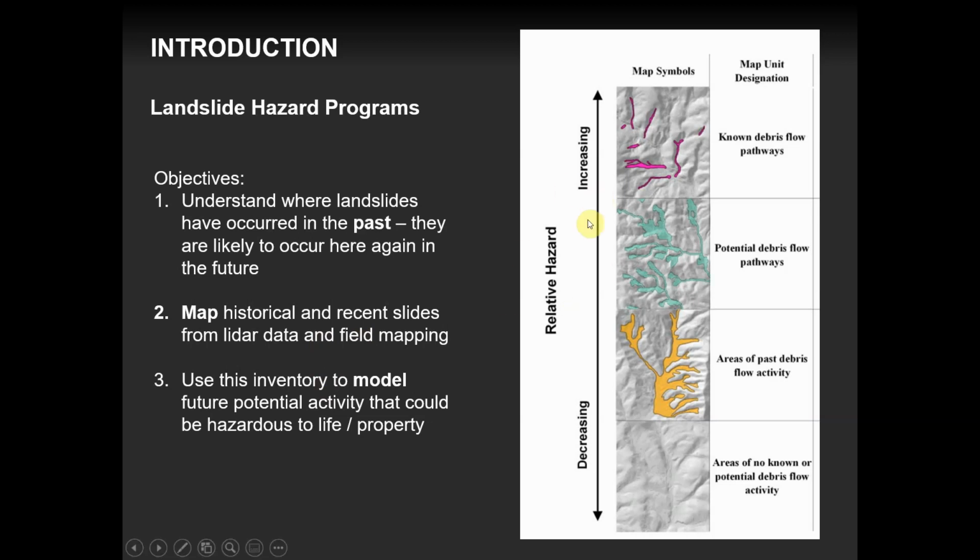So the legend on the right here gives a relative hazard from increasing to decreasing, and this goes from areas where we know that debris flows have occurred in the past to areas where we have that potential. We've modeled that if a rainfall event triggers a mass wasting event, you may have debris flows form in these channels, and compare that to areas where we have historical deposits, but maybe we don't have any information to suggest that there is an active or potential threat. And then we have these areas that are gray. They don't give us any indication that we're going to have any landslide activity in that area.